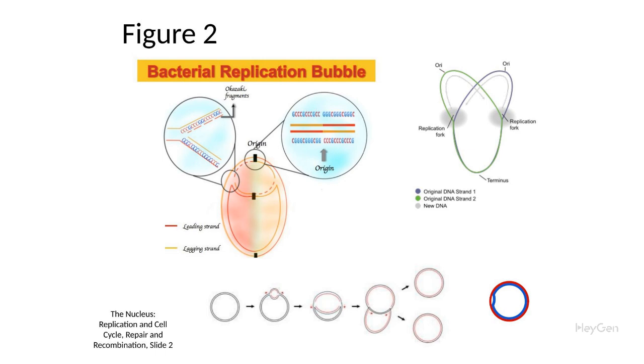At each fork, DNA polymerase synthesizes new DNA. The leading strand is synthesized continuously, while the lagging strand is constructed in short segments, called Okazaki fragments. Replication proceeds until the two forks meet at the terminus region.